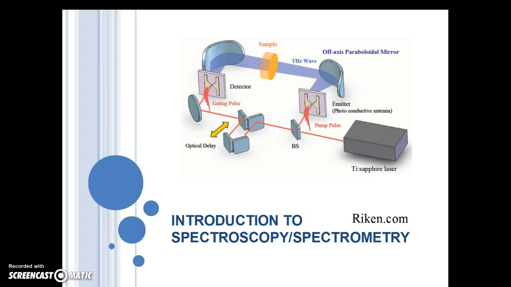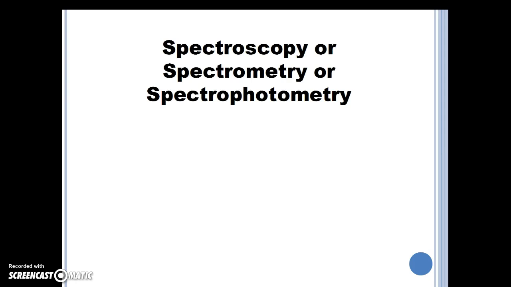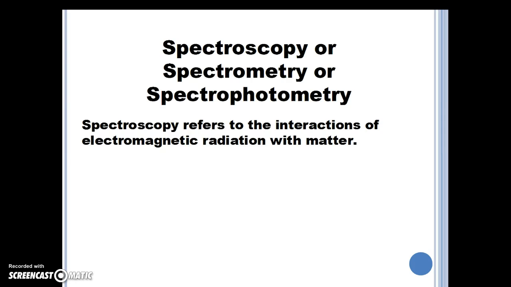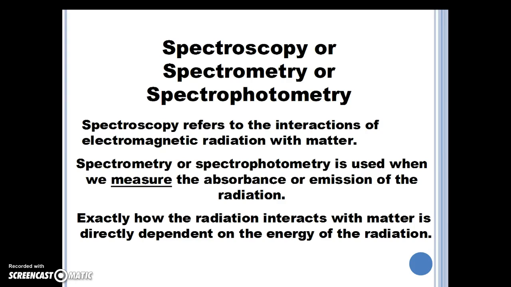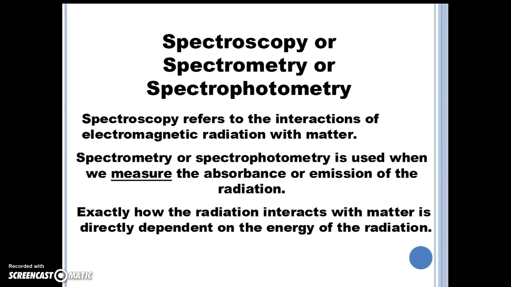This is part 1 of our introduction to spectroscopy or spectrometry. These three terms are often confused. Spectroscopy refers to the interactions of electromagnetic radiation with matter, so it's a general term. Spectrometry or spectrophotometry is used when we're going to measure the absorbance or emission of radiation. Exactly how the radiation interacts with matter is directly dependent on the energy of the radiation.